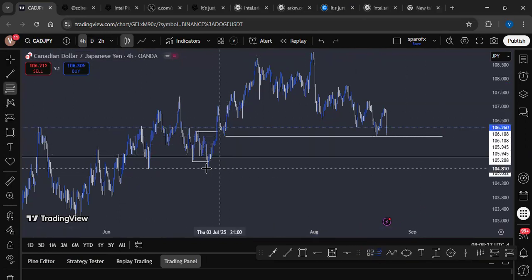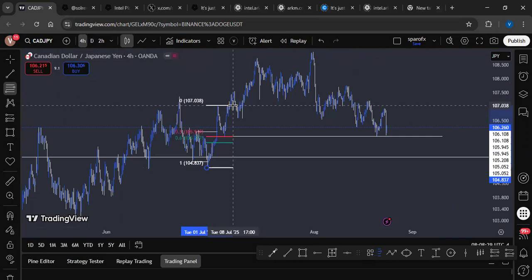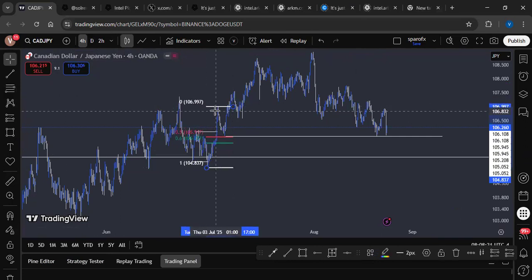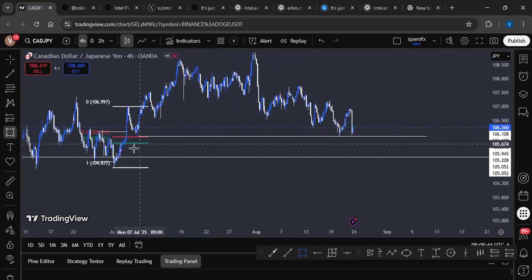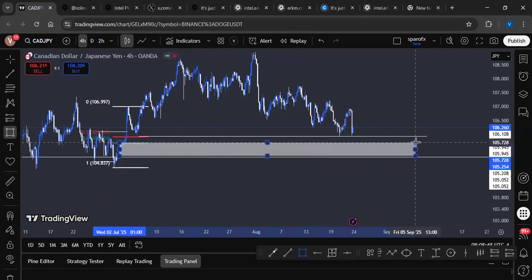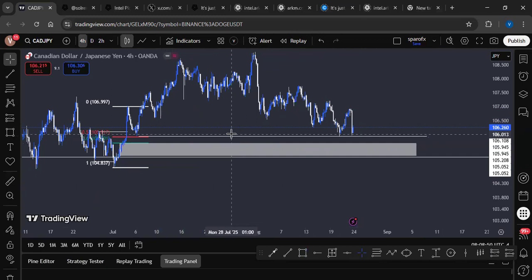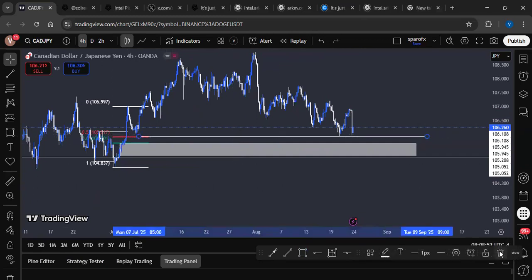So I'm going to be taking my Fibonacci from this swing low to the swing high. And my entry will be off from where? From the 0.5 mark level down. Now, below the 0.5 mark level, there is an order block here. And I'm going to be highlighting that order block for an entry, right?